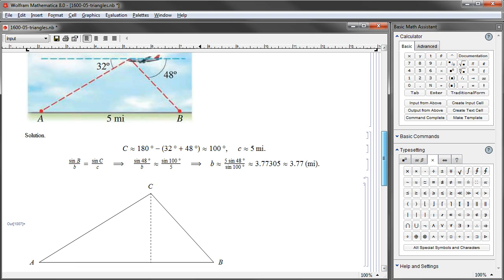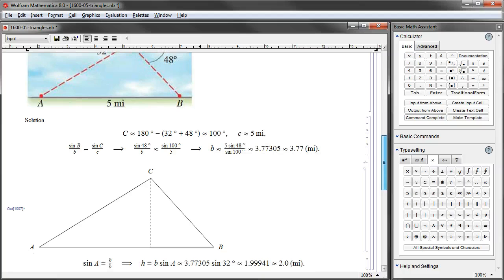Now, how about the height? Well, if the height is h, then we have a right triangle. As a matter of fact, all we have to do is look at the left-hand side half, a left-hand side right triangle. Then sine of capital A is h over b, so h is b sine of capital A. You can easily figure it out because you just found what the b value is from the previous problem. Then use the angle capital A this time, and you get about 2 miles. That's the altitude of the airplane right now.